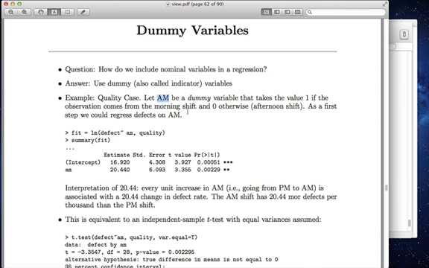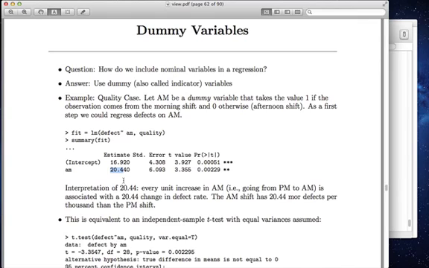To understand what's going on with these dummy variables, let's fit a regression of defect rate on AM, the dummy variable. We're going to interpret that and then compare what we get if we were to run a t-test. So regressing defects on AM gives us this model. What is the estimated regression equation? Well, it's 16.92 plus 20.44 times AM. So let's just think about this.